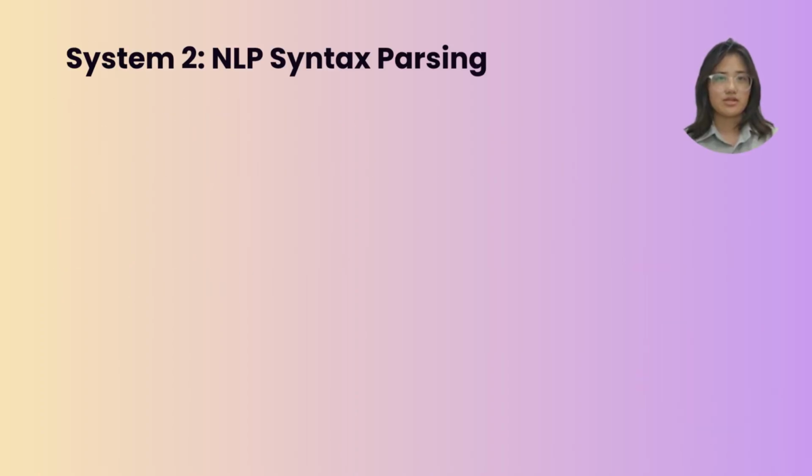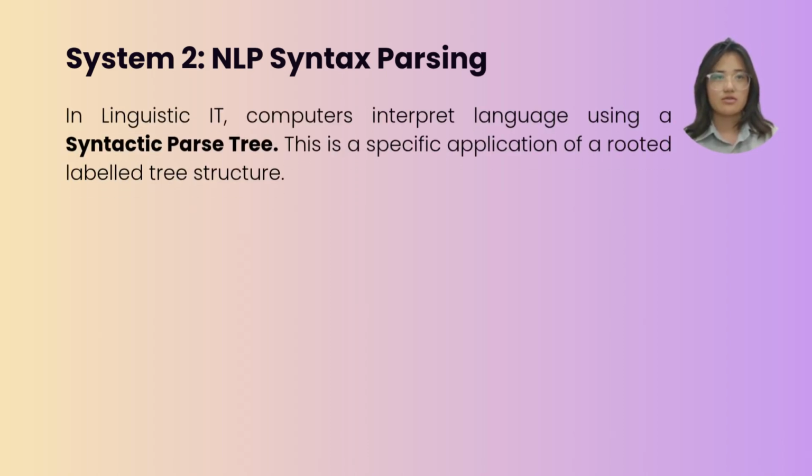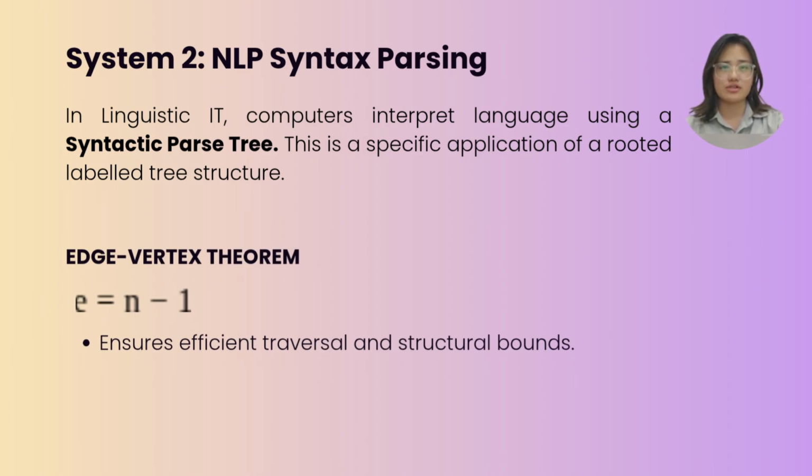My name is Tan Su En, and next we are talking about our second system. We will look at natural language processing, or NLP, syntax parsing. To help computers understand human language, we use a syntactic parse tree, which is a real-world application of a rooted labeled tree. Mathematically, this structure relies on strict constraints. It is an acyclic graph, meaning there are no closed loops, which allows the computer to analyze sentences deterministically. It also follows the uniqueness property, where there is exactly one path from the root to any given word.